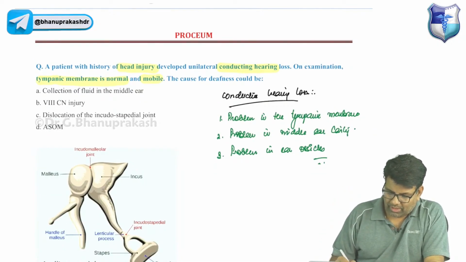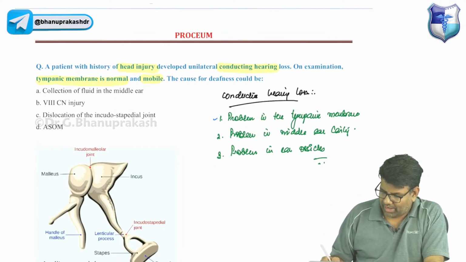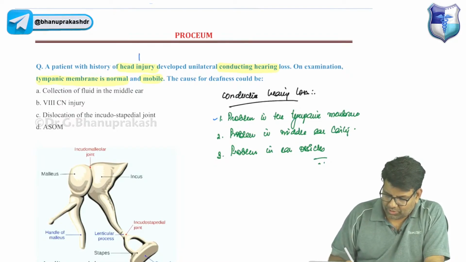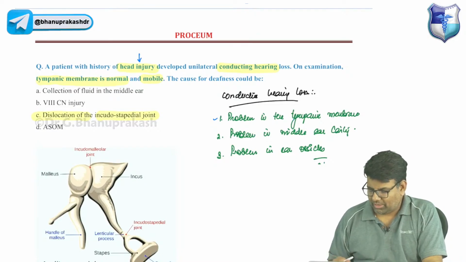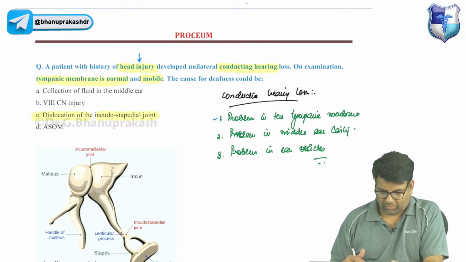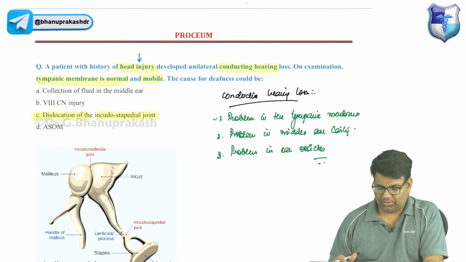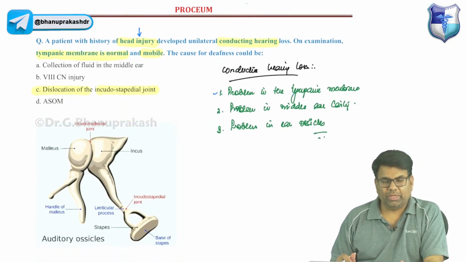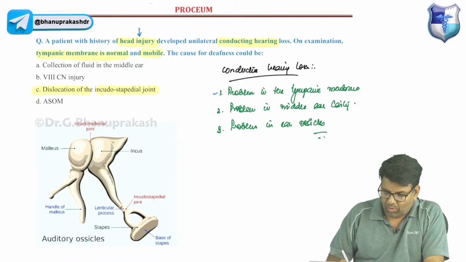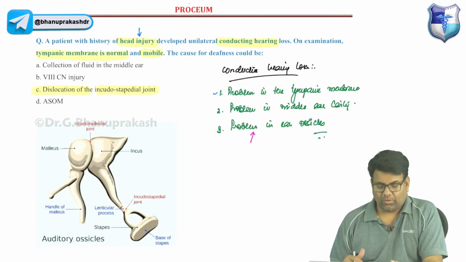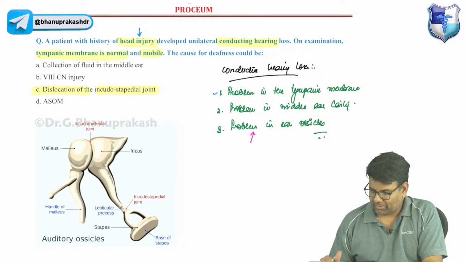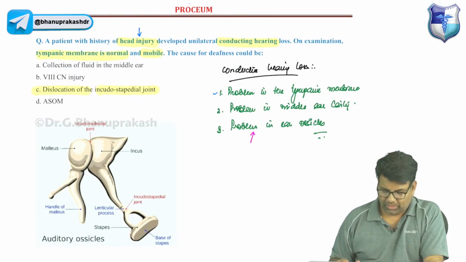Now, since here the tympanic membrane is normal and fully mobile and there is a history of head injury, it goes more in favor of the dislocation of the incudostapedial joint. So this is how, by the principle of exclusion, we can reach the answer. There is a history of injury, so that is more in favor of the disarticulation of the middle ear. So this is just because of head injury.